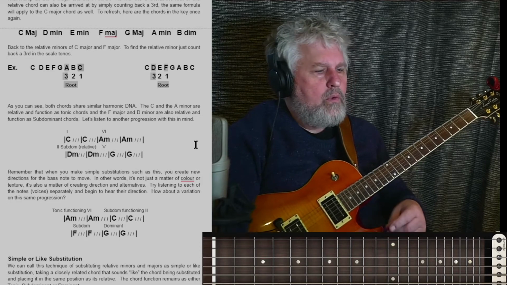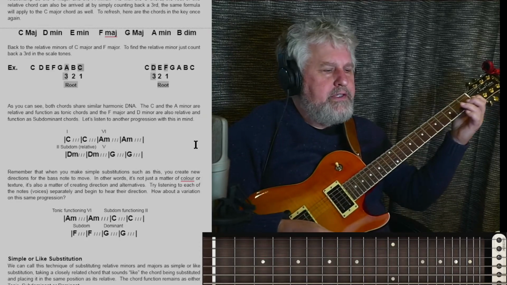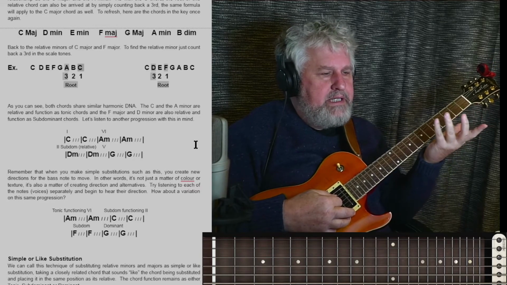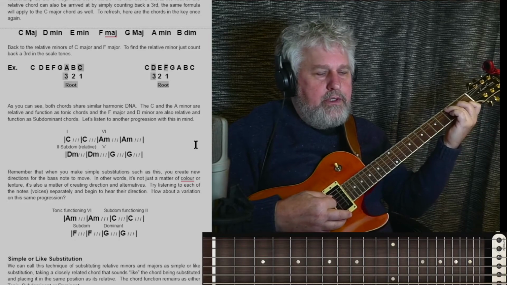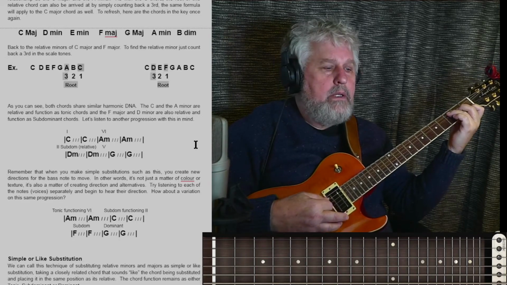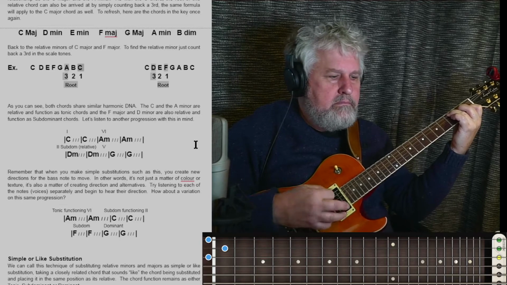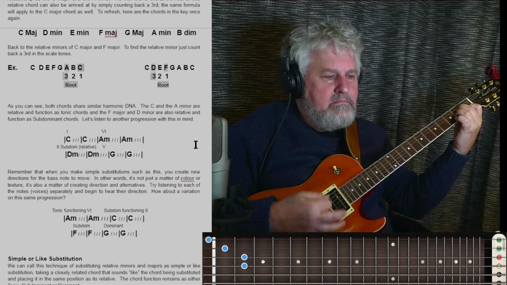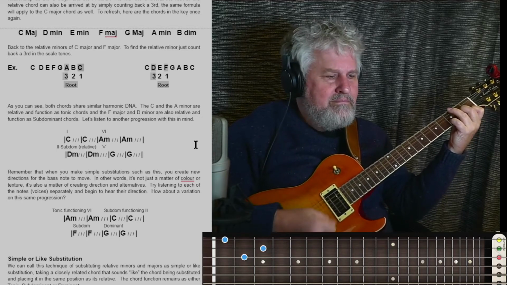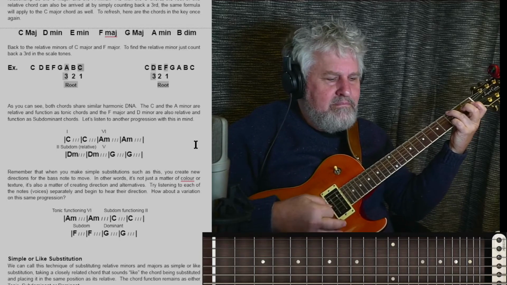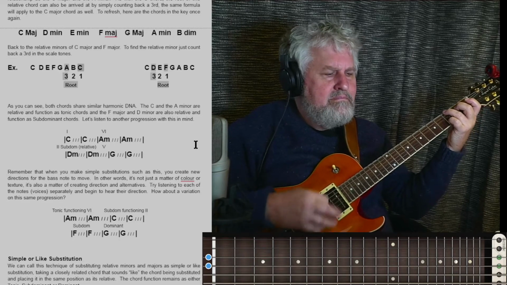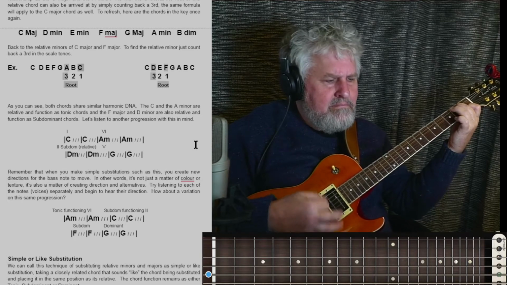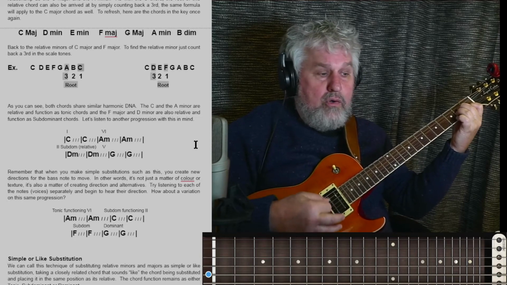Let's listen to another chord progression with this in mind. We're using basically the same template of chord progression, but rather than go to the F, I'm going to go to the D minor now. Then go to F.